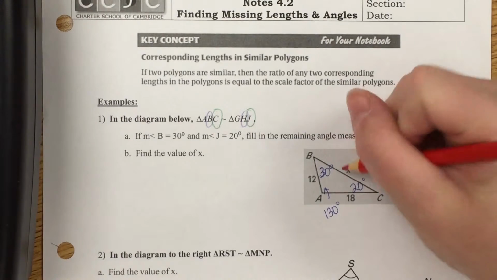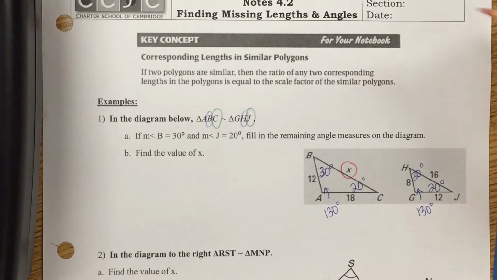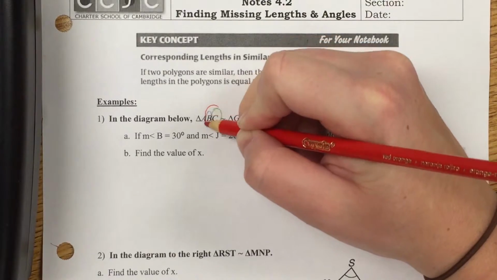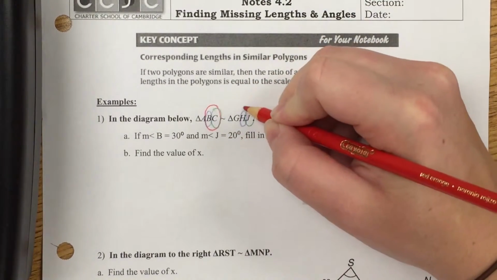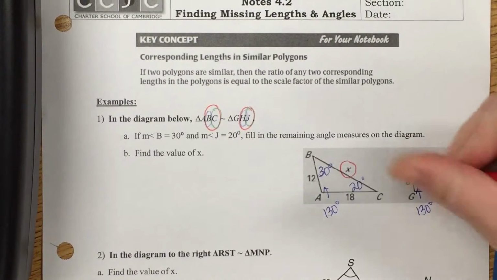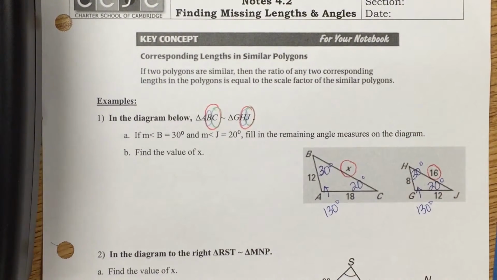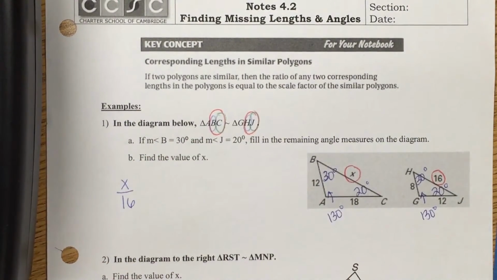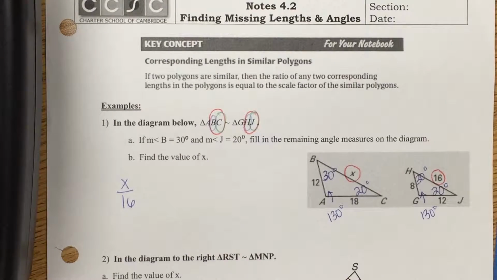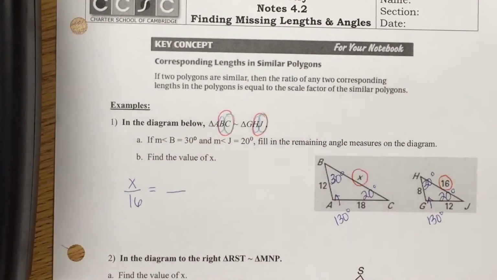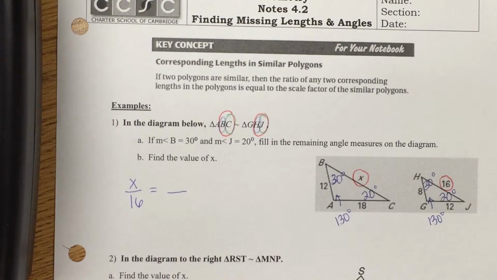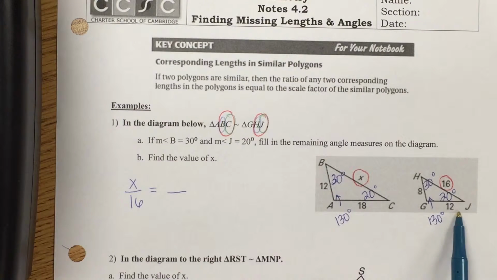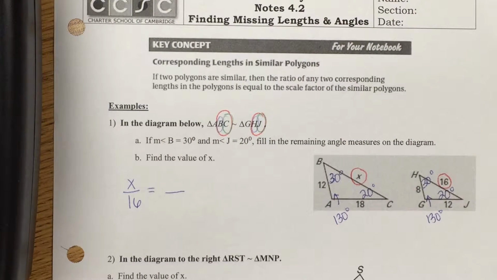And then let's take a look at B. For B, we want to find the value of x. Here's x. I'm going to circle that. X is labeling BC. If I look up here in my similarity statement, BC, the second two letters, have to correspond to HJ. So I know that x and 16 have to match up. So the first thing I'm going to do is write x over 16 as the first ratio in my proportion.